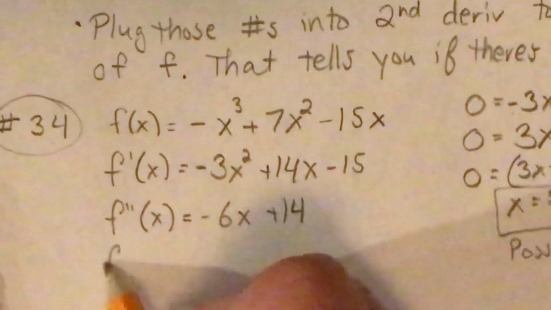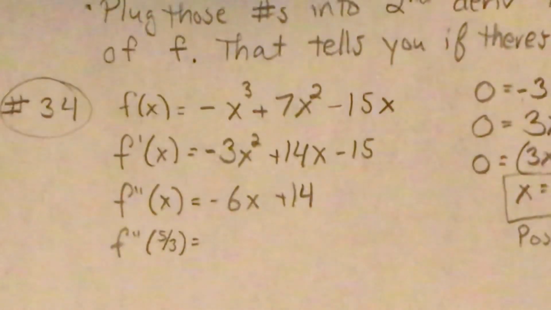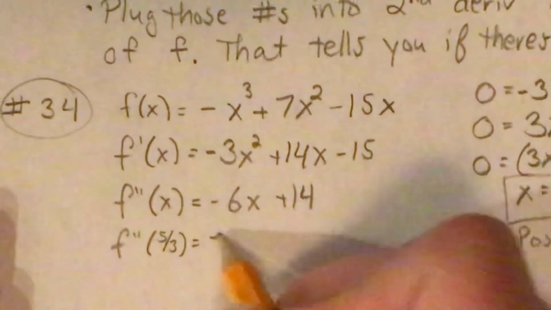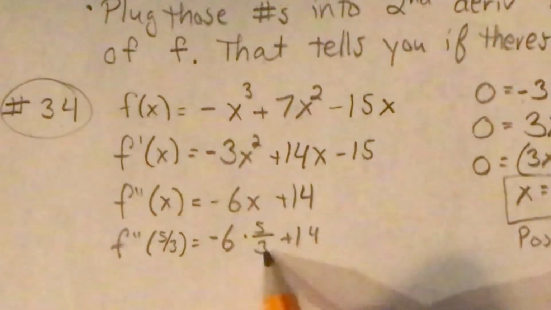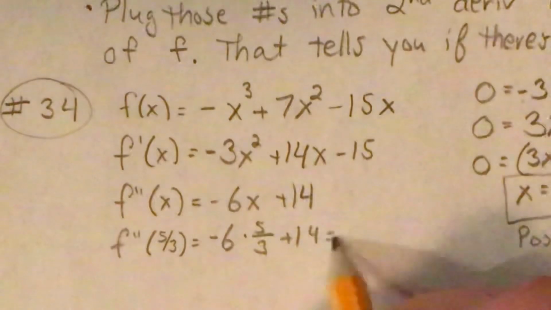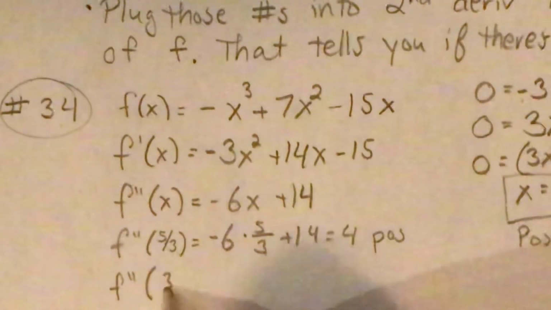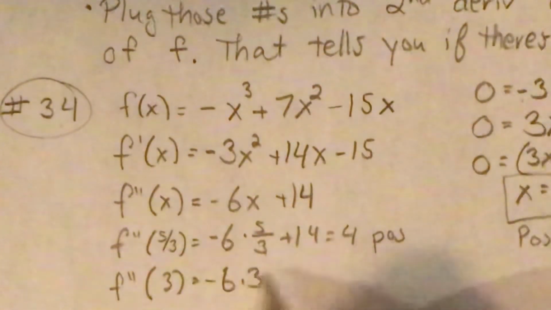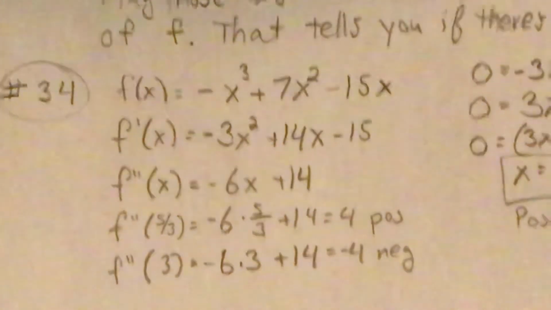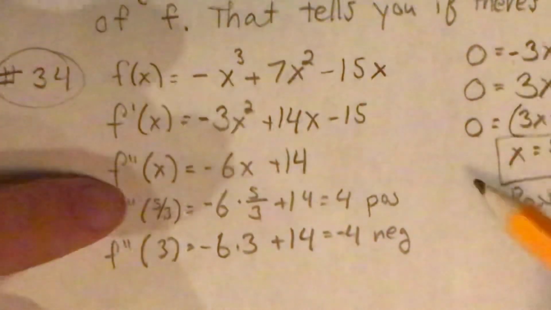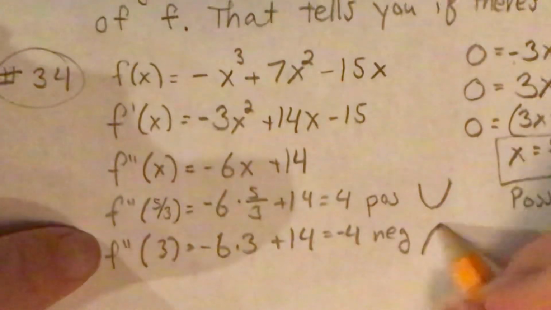So f double prime of 5/3 equals, if we plug 5/3 in here, 6 divided by 3 is 2, so that's -10 plus 14 is 4, which is positive. F double prime of 3 is -6 times 3, which is -18, plus 14, which is -4. When f double prime is positive, that means your graph is concave up. If f double prime is negative, your graph is concave down.